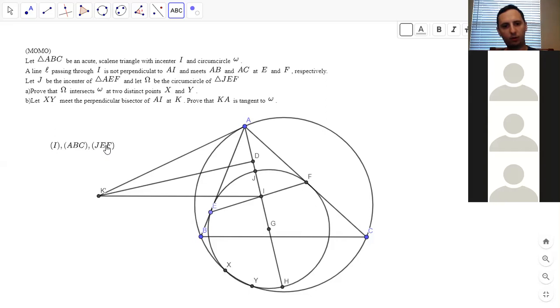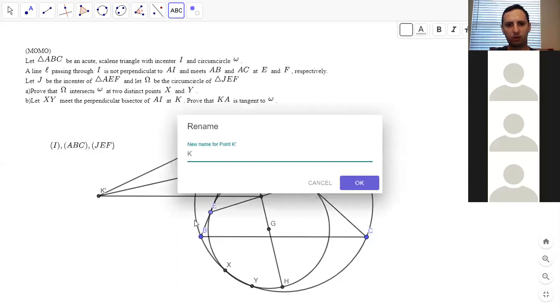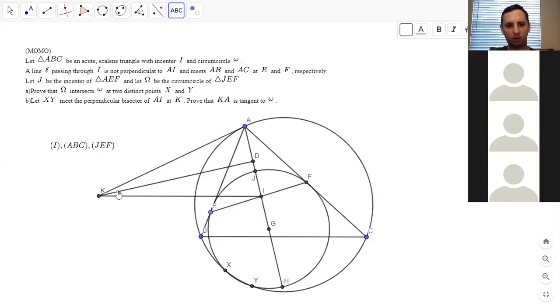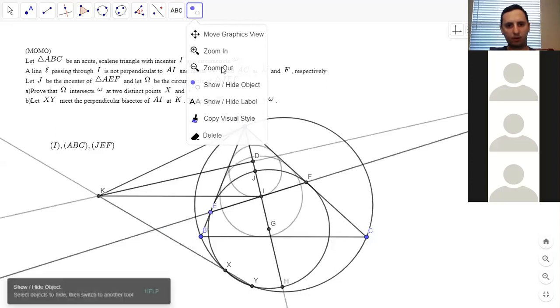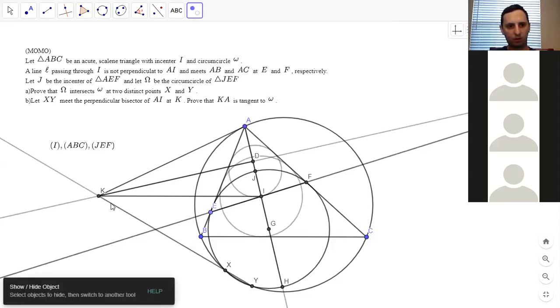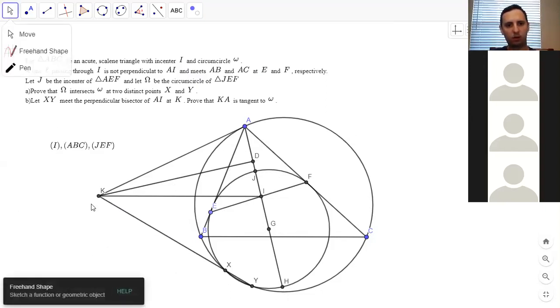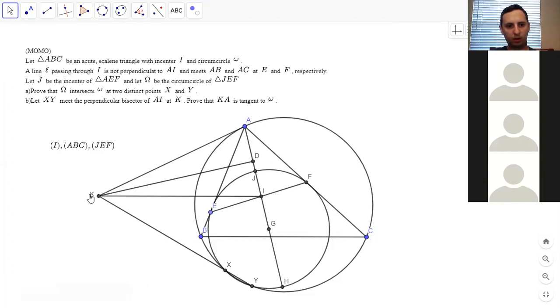Okay, so should I use K or K prime to write up the solution? K, we don't need K prime. Okay. And you will need the line KXY. Yeah, that line. All right. That's where I got confused.